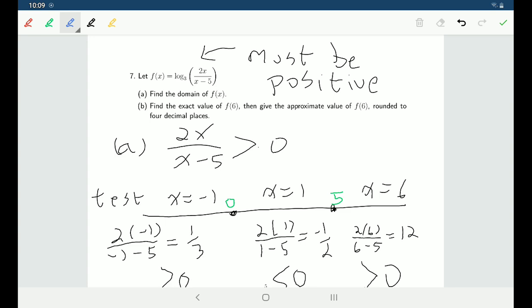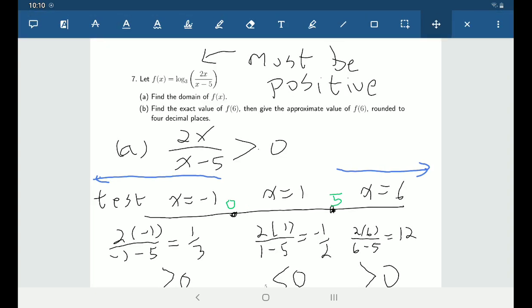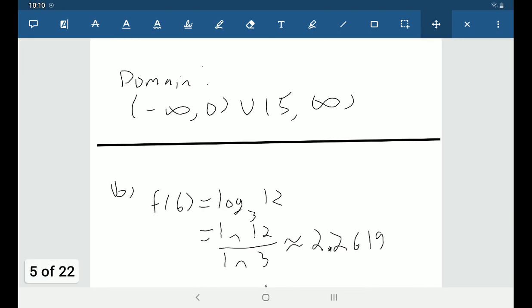Well, it's greater than 0 when we are in the less than 0 part of things, and it's also greater than 0 when we're in the larger than 5 part of things. So that's going to be my domain, and I just need to write it up, and there we go. I have it as f of x's domain is everything from negative infinity up to 0, not including the 0, together with everything from 5 onwards, not including the 5.